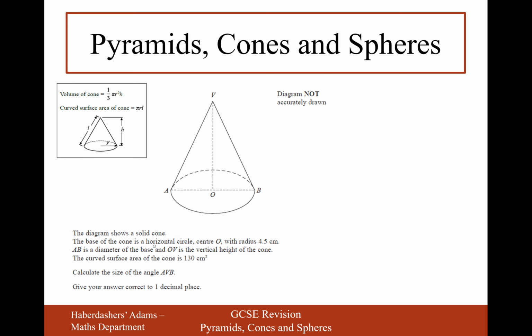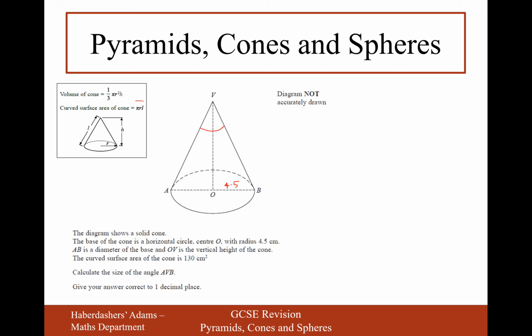So the base of the cone is a horizontal circle with radius 4.5. Let's put that on. AB is a diameter and OV is the height of the cone. The curved surface area of the cone is 130 centimeters squared. Calculate the size of the angle AVB, so this angle at the top here, and give your answer correct to one decimal place.